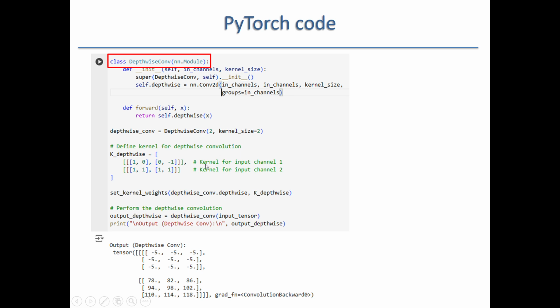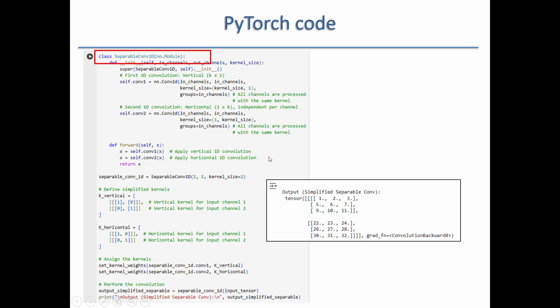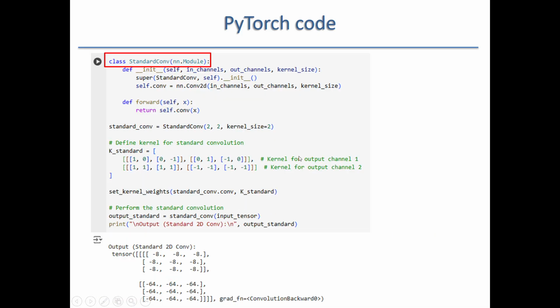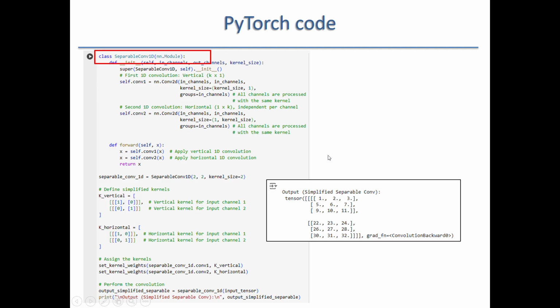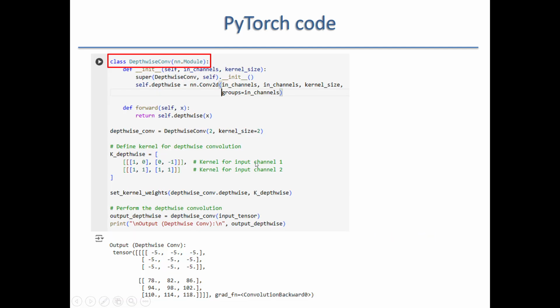And now we are defining the kernel for input channel 1 and the kernel for input channel 2, and this is different from what we did before, in which the kernels were for the output channels. So output channel 1 was processed in a different way than output channel 2. Now it is the input channels that are processed differently. So we set the weights, we apply, and we get some results.